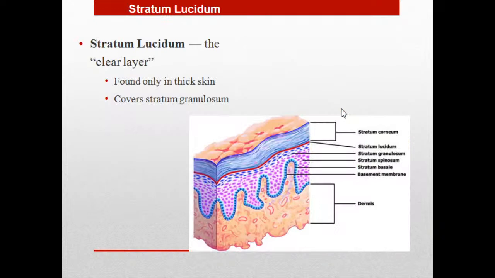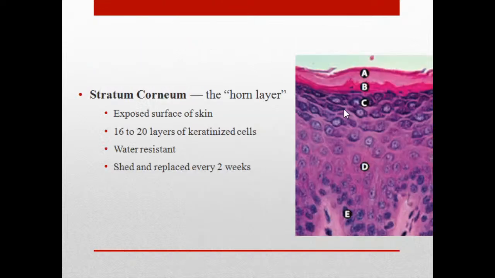Stratum lucidum, found only in thick skin, covers stratum granulosum. Stratum corneum, the exposed surface of the skin, has 16 to 20 layers of keratinocyte cells, is water resistant, and is shed and replaced every 2 weeks.